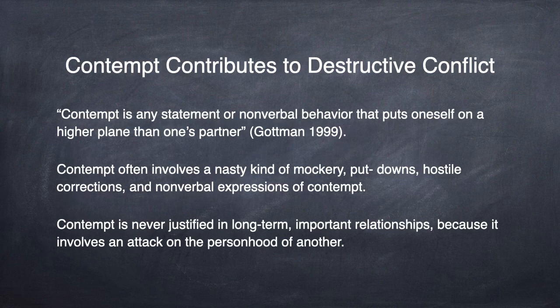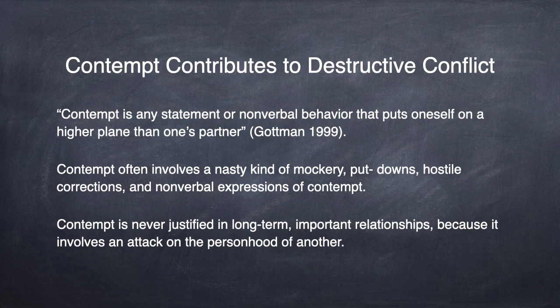Contempt is the fourth aspect or part of the four horsemen of the apocalypse. Again, that is about destructive conflict. It's when your nonverbal behavior puts yourself on a higher plane than your partner. It involves perhaps mockery, put-downs, hostile corrections, and nonverbal expressions of contempt. And unfortunately, we've seen a lot of this in our political system over the past 5-6 years.